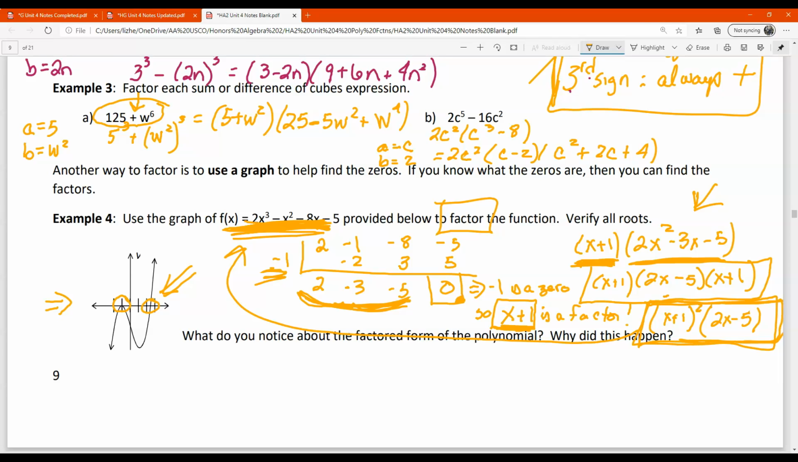Incidentally, look over here. When you see the graph bounce at a 0, it comes up and it bounces and goes down, you know that there are 2 of those zeros. There it is, x plus 1 squared. What do you notice about the factored form of the polynomial? Why did it happen? I just said it. There are 2 zeros at -1. This is called a double root.